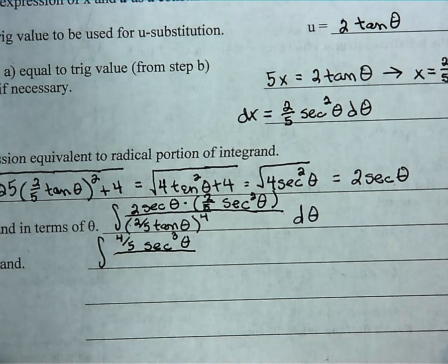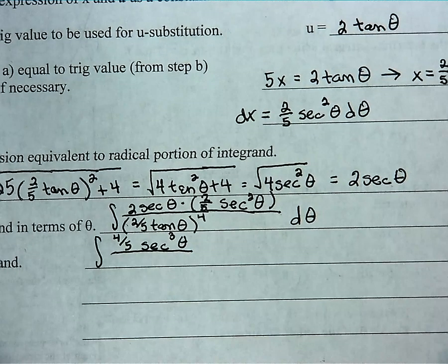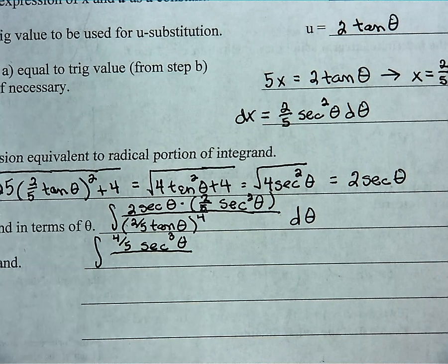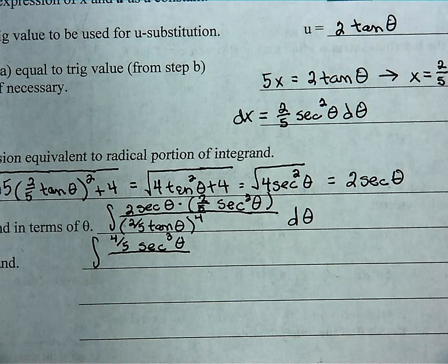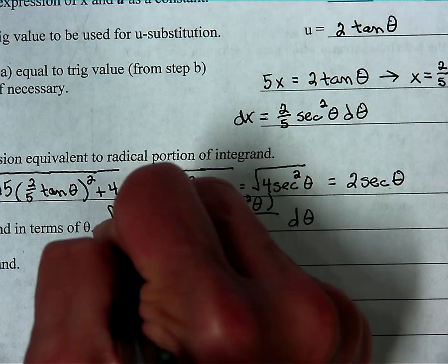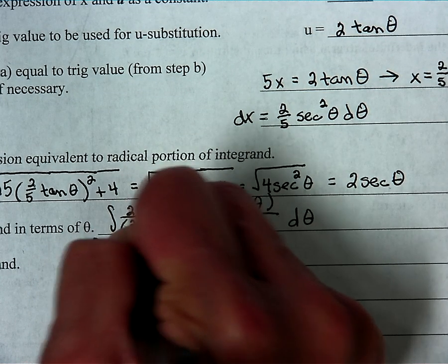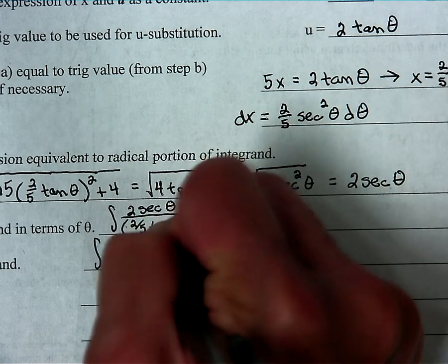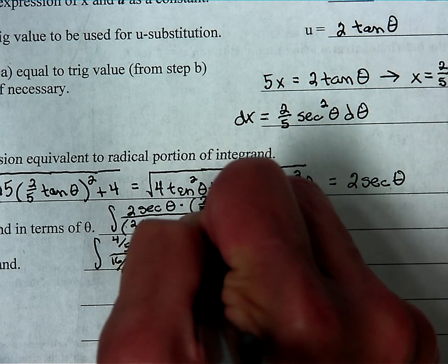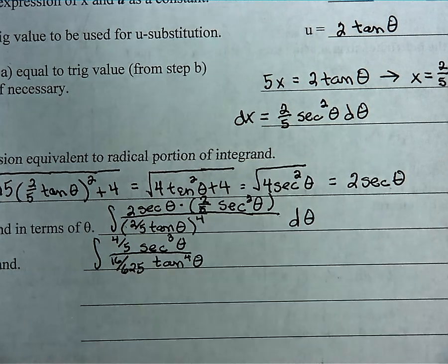So that's 4/5 secant cubed theta over 16 over 625 tangent to the 4th theta, d theta.